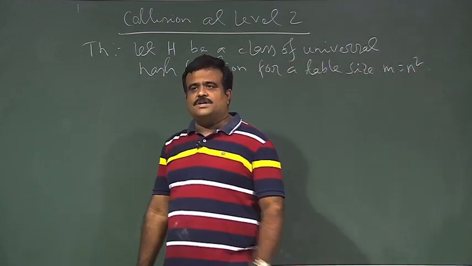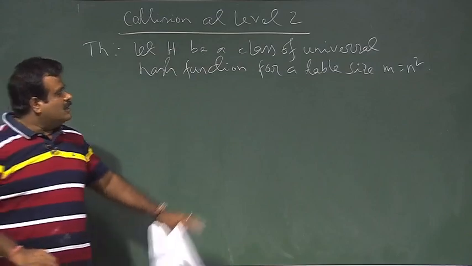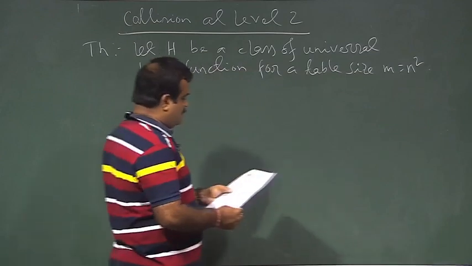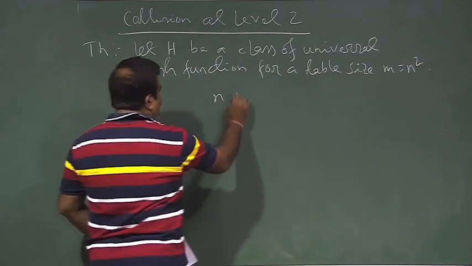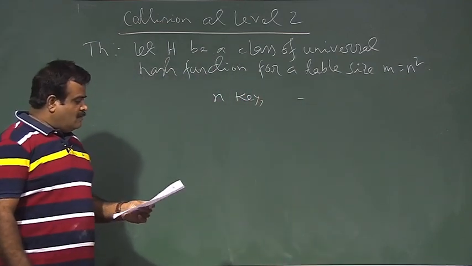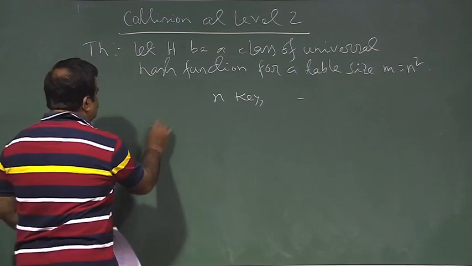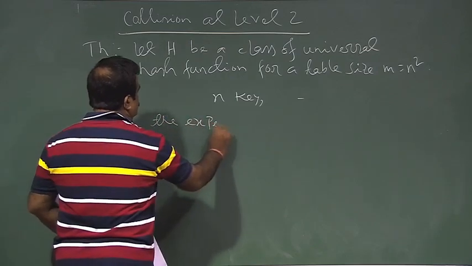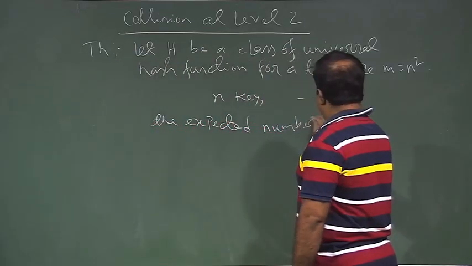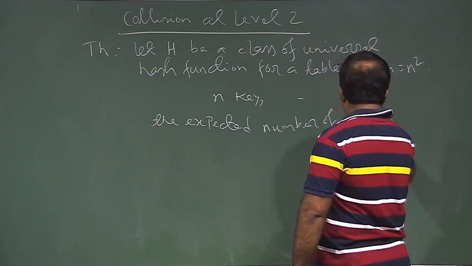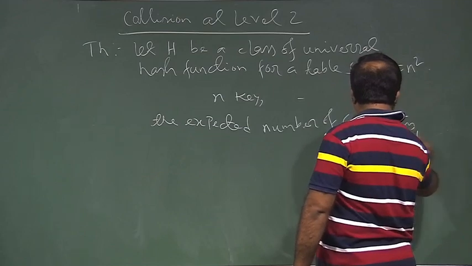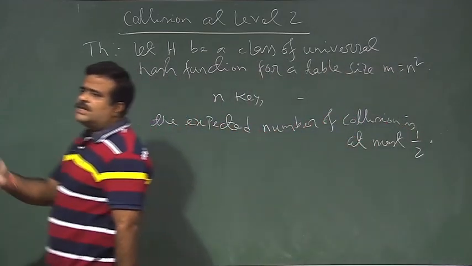So, if there are n i keys, we are using n i square. Suppose there are n keys in the second level, and so our table is n square for the n keys. So, n is the keys and the table size is n square. Okay. So, now the theorem is telling that the expected number of collisions is at most half. That means we cannot expect even one collision.